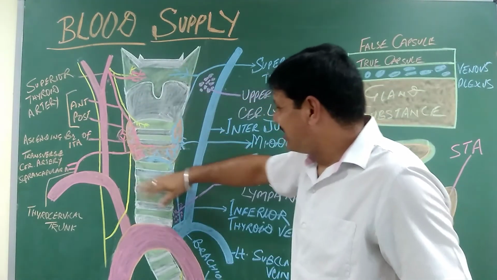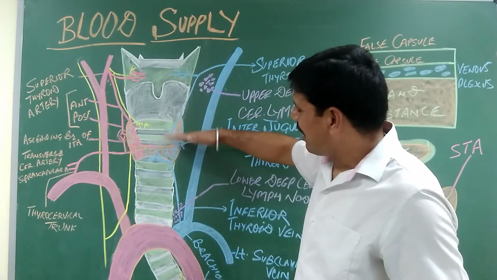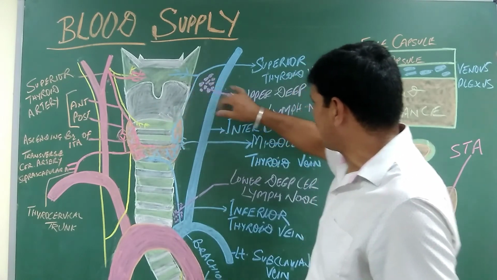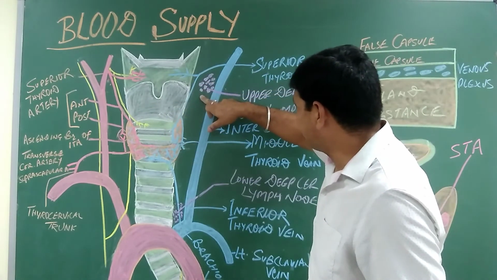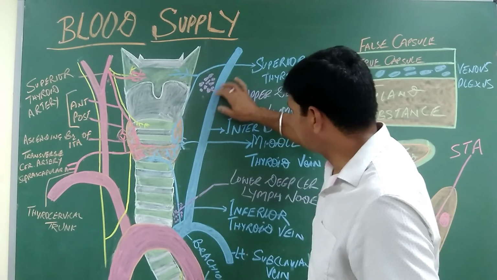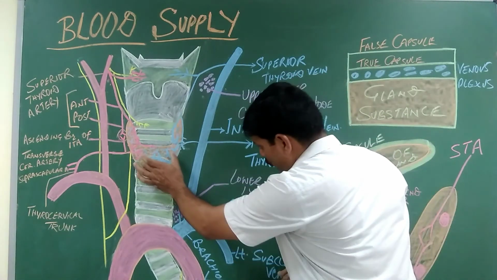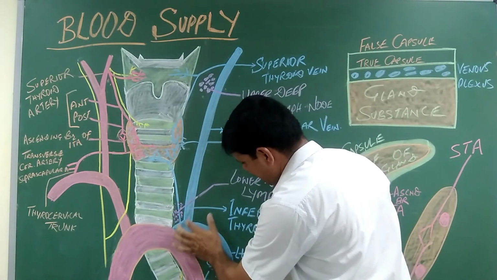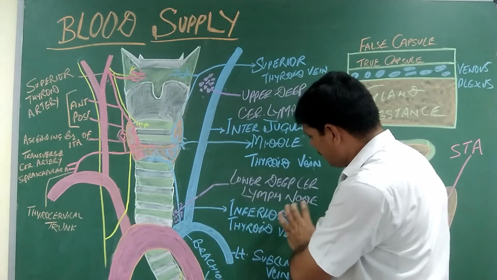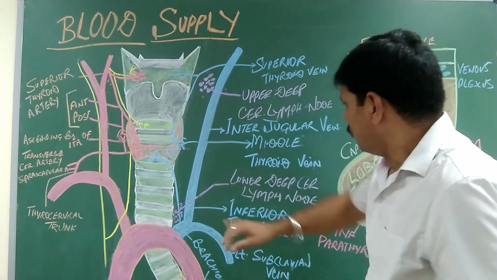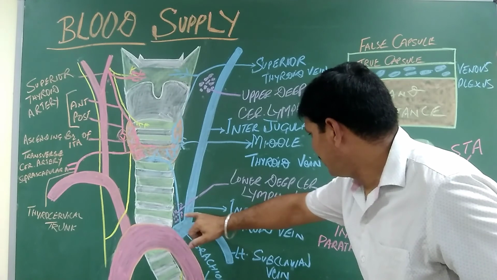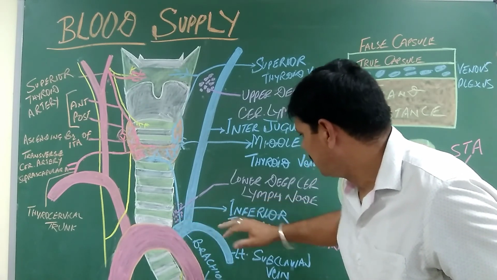For the lymphatic drainage of the thyroid gland, the upper half drains into the upper deep cervical lymph nodes, and the lower half drains into the lower deep cervical lymph nodes.